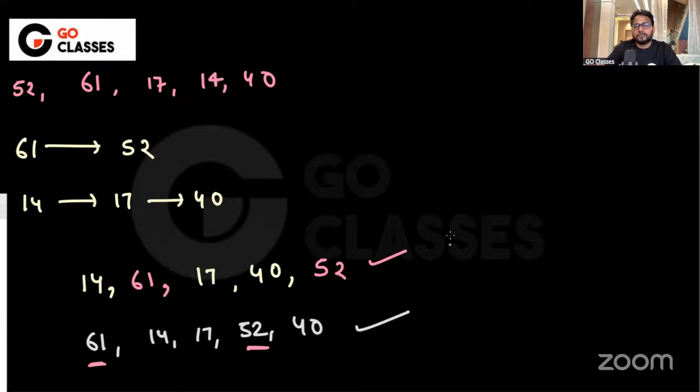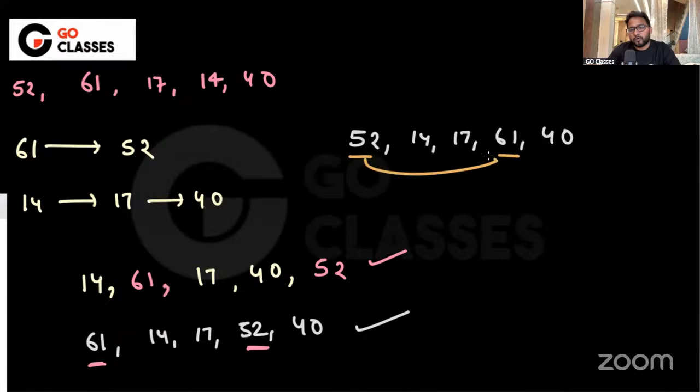Now suppose I ask you, is this possible? 52, 14, 17, 61, 40. You will say that this is not possible because it is not following the order, right? So I hope you're getting my point.